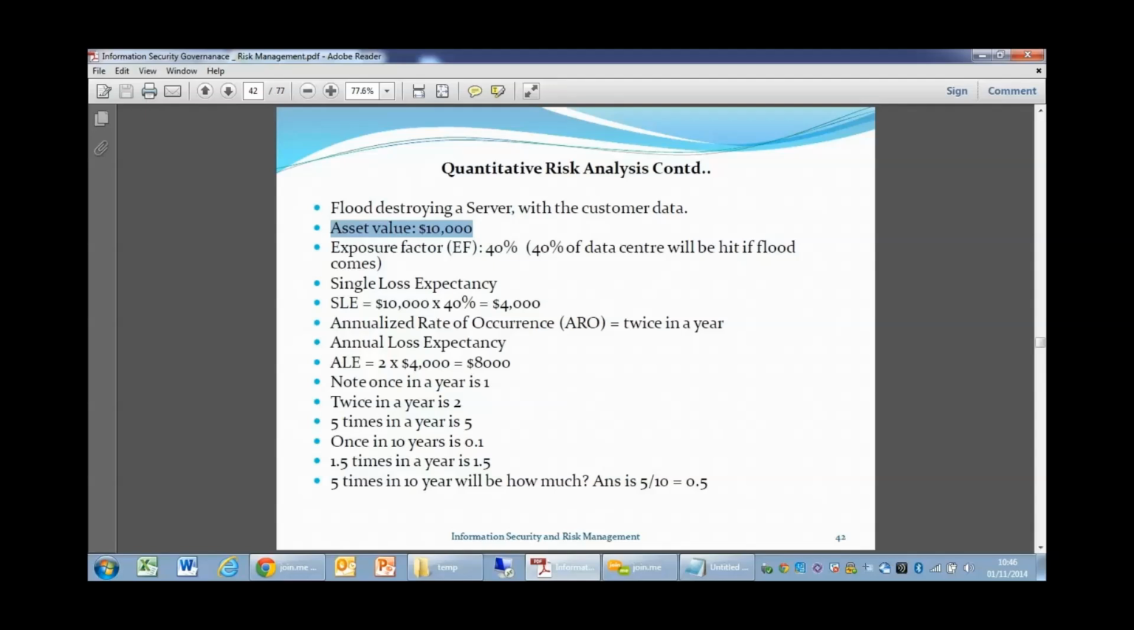Now this was a scenario where the flood hit once. Now I want to understand the scenario over a year. What could be my loss expectancy? There is a term called annualized rate of occurrence. This means how many times it is expected that the flood will hit. Let's say it is given in the question paper as twice a year. So this means the flood will come 2 times. So what will be the loss in a whole year? It will be 4,000 times 2.